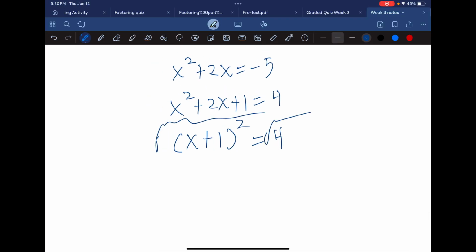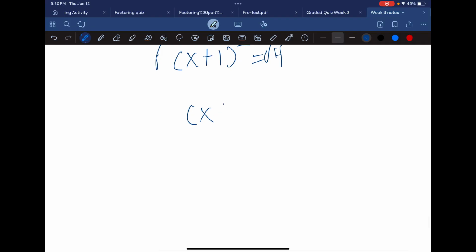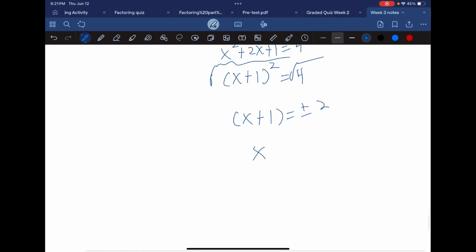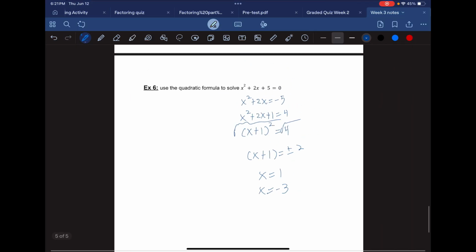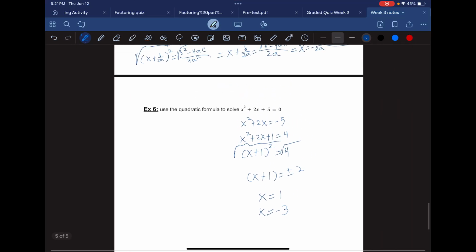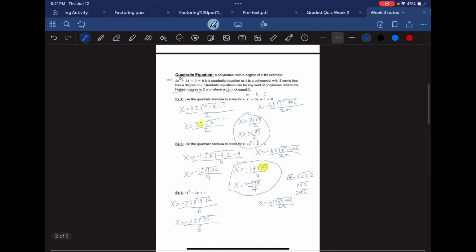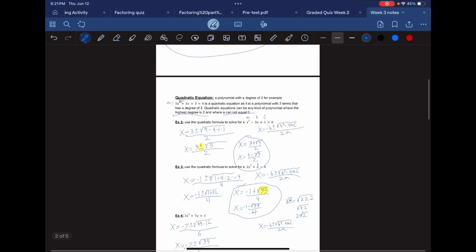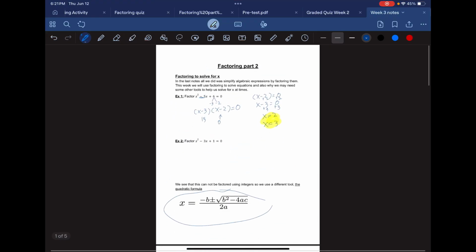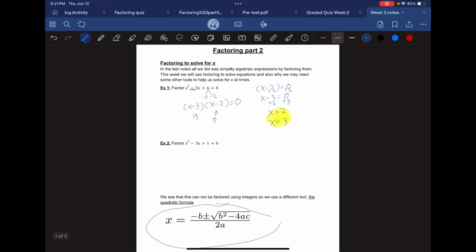Take the square root of both sides. You have x plus 1 equals plus or minus 2. And then you have x equals, if it's positive 2, 1, x equals negative 3. So yeah, completing the square just is kind of a quicker way to do a lot of these. The quadratic formula works perfectly fine as well, and then factoring is always going to be a strong tool.